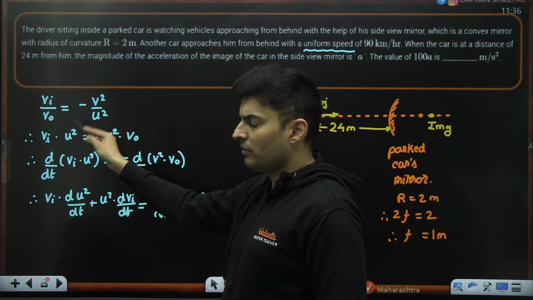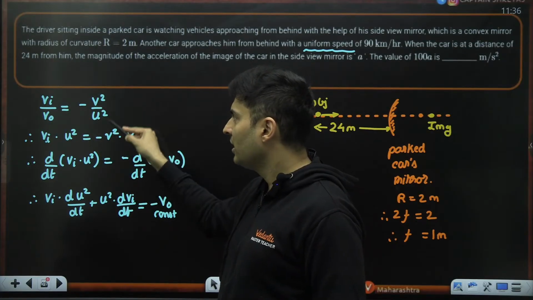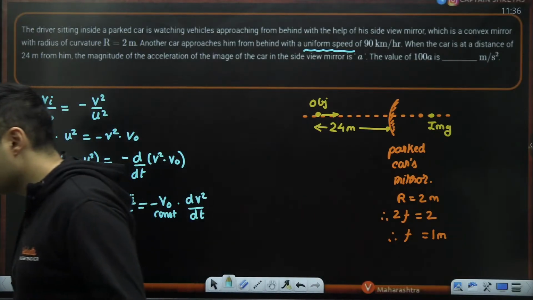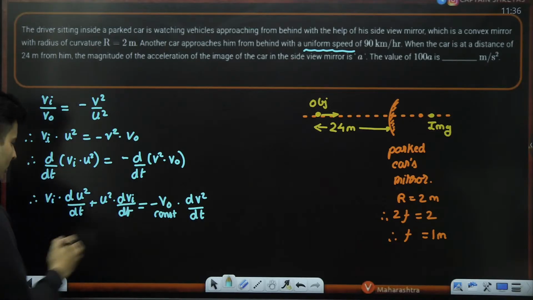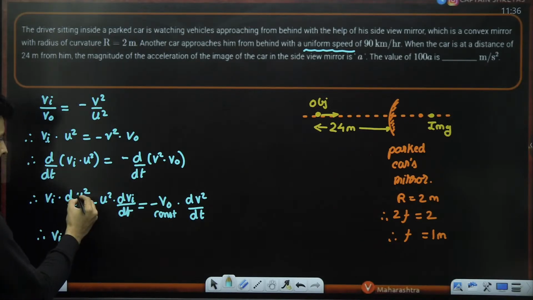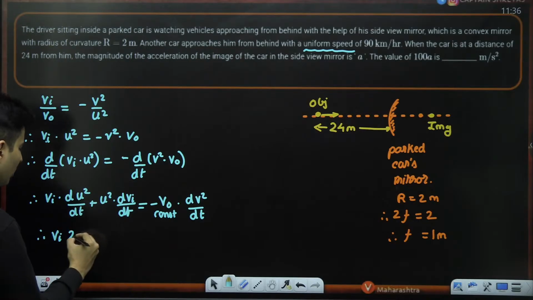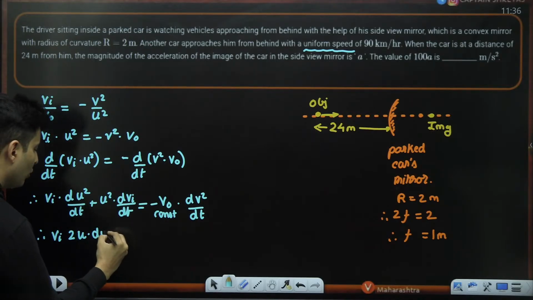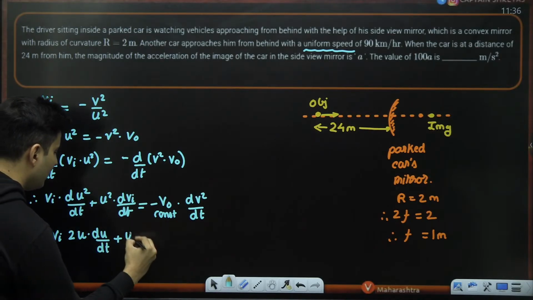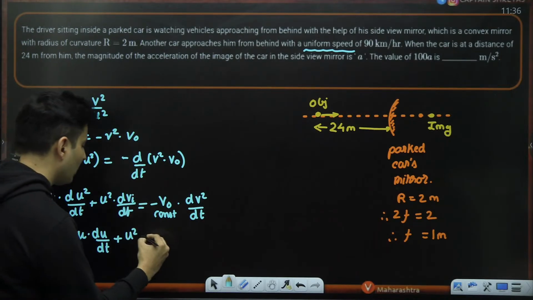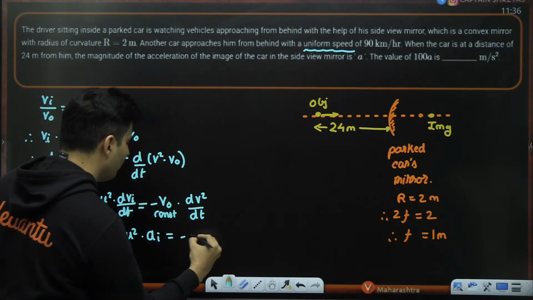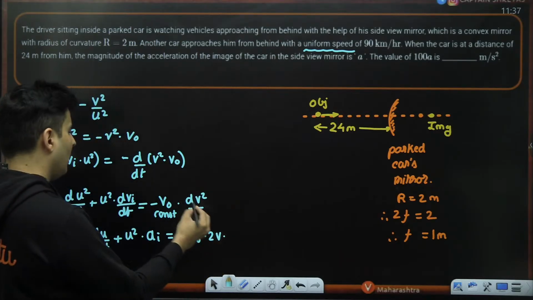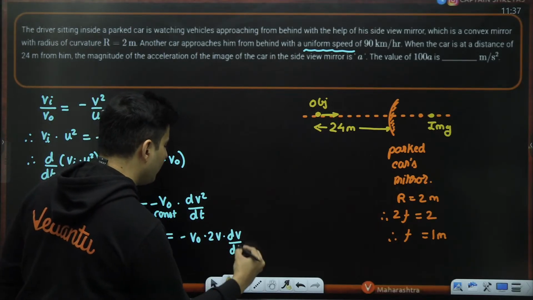I just used the magnification of longitudinal formula, which is image velocity by object velocity, which is negative v square by u square, cross multiplied and differentiated both sides. Amazing. Now, no need of Newton's equations. Observe this now. What is this? Image velocity times d(u square)/dt, so that will be 2u, use the chain rule, into du/dt, plus u square times the derivative of the image velocity, which is the acceleration of the image, is equal to minus vo. The derivative of v square will be 2v into the rate of change of the image distance.